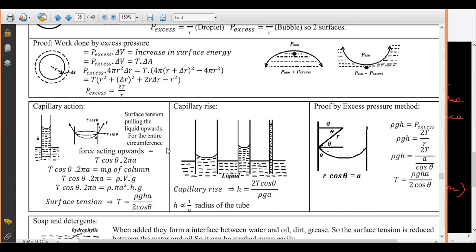We'll talk about capillary action, which I was talking about in the xylem in your biology, you know, the trees.